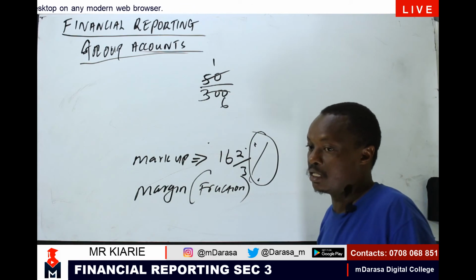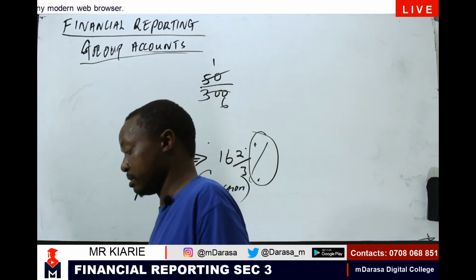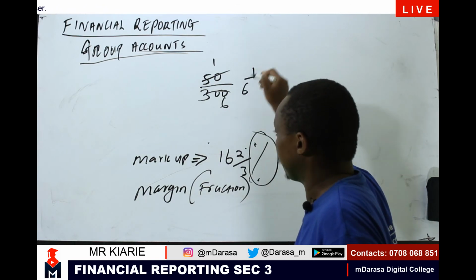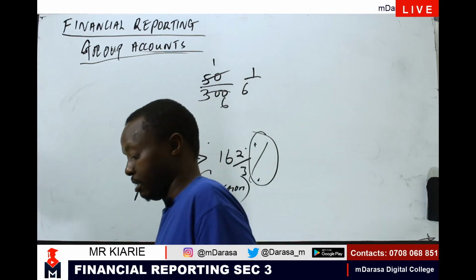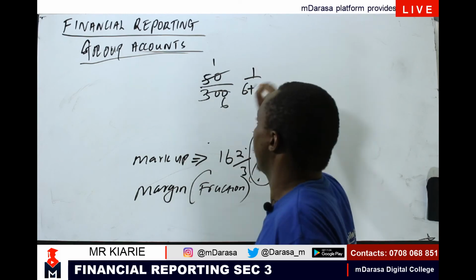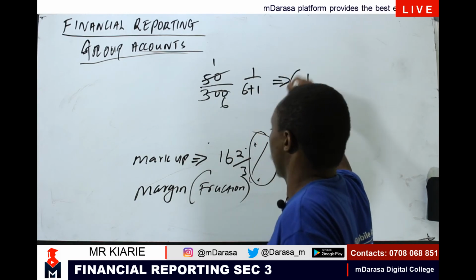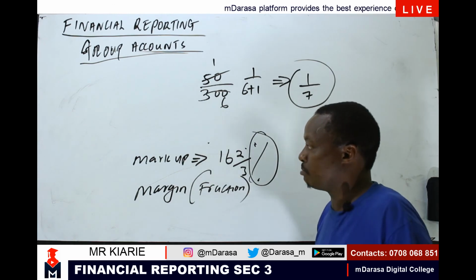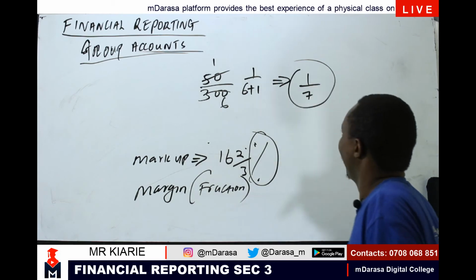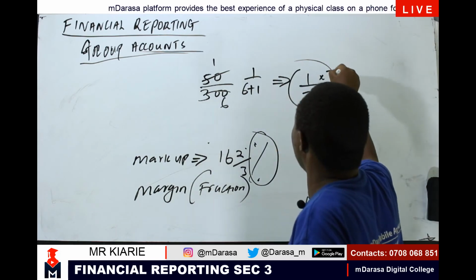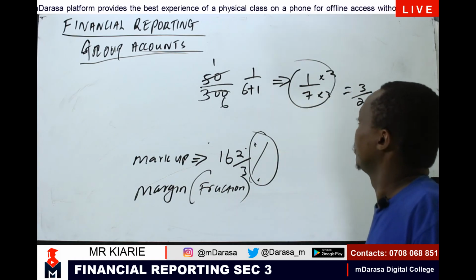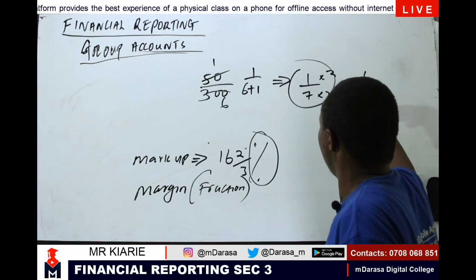But remember, it is still a markup. So this 1 over 6 is still a markup. We want to change it to margin. So you add the numerator, you add 1, and therefore our answer is 1 over 7. Yes, 3 over 21 is equivalent, if you multiply by 3 times 3, it is okay. But of course, it is better when you put it in a more simplified form.